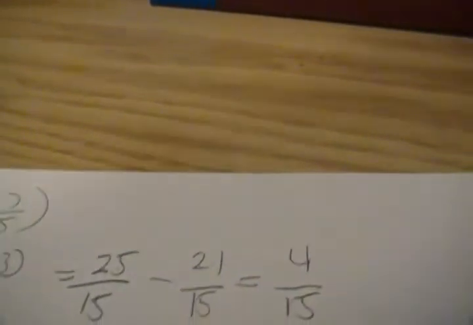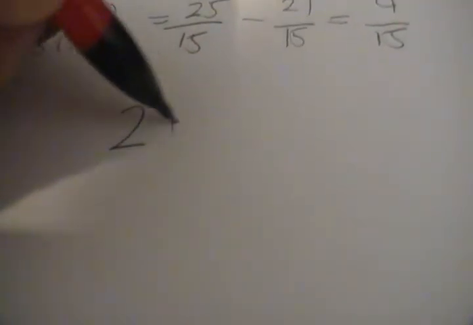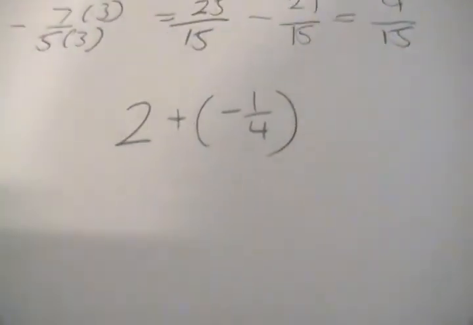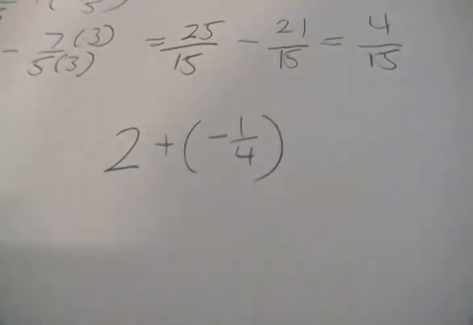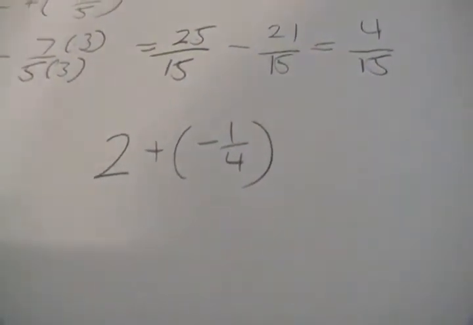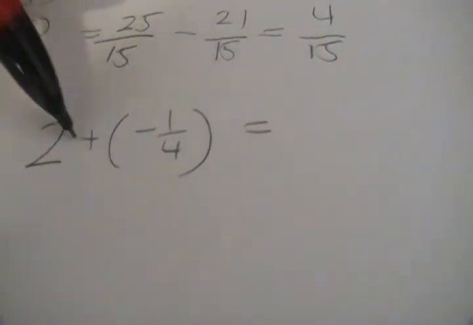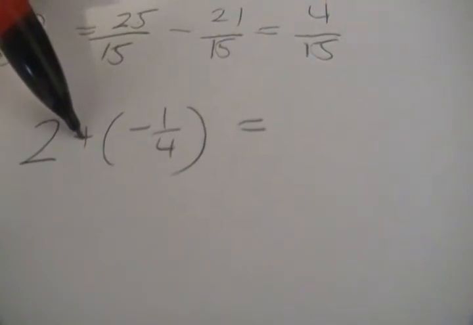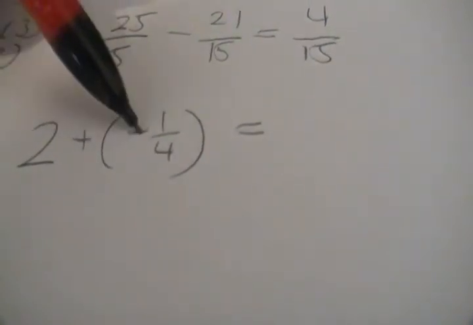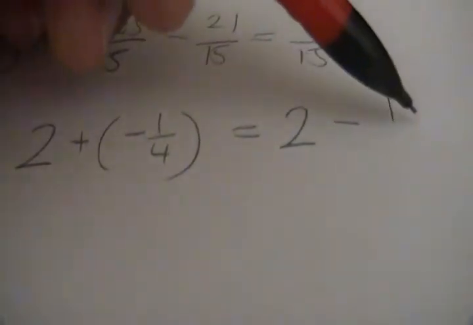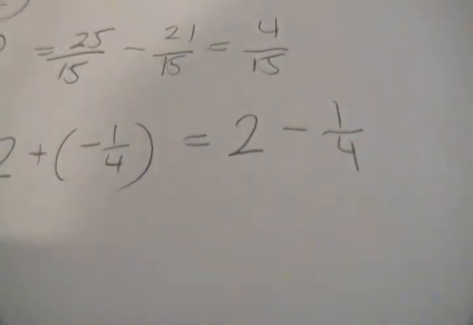Okay, let's try one more. Let's try 2 plus negative 1/4. Again, we have to multiply the difference of signs. So plus times negative is negative. So this equals 2 minus 1/4.